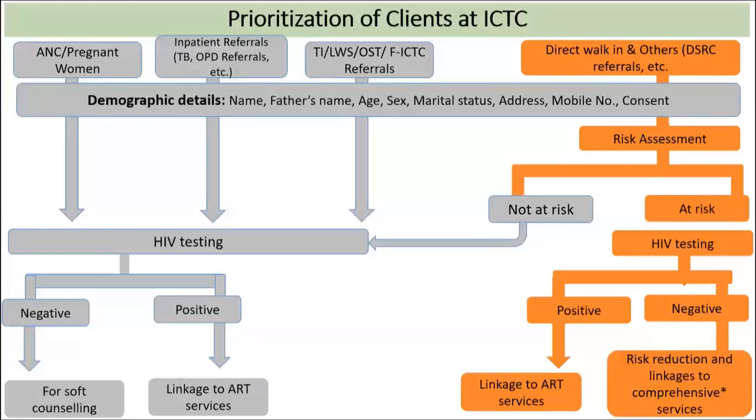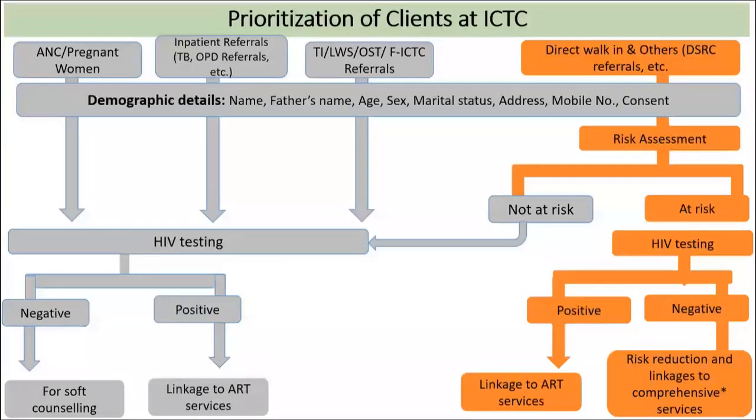But basically, why we are doing this is because they are at low priority for us. At the same time, they are being counseled in some way or other. For example, if someone is being referred from an NACP facility, whether TI or LWS or OST or FICTC, they are being counseled at some point of time. So they don't need that kind of intense counseling. But those who are coming on their own, coming directly to ICTC, coming from STI centers, DSRCs and others, they need concerted efforts.